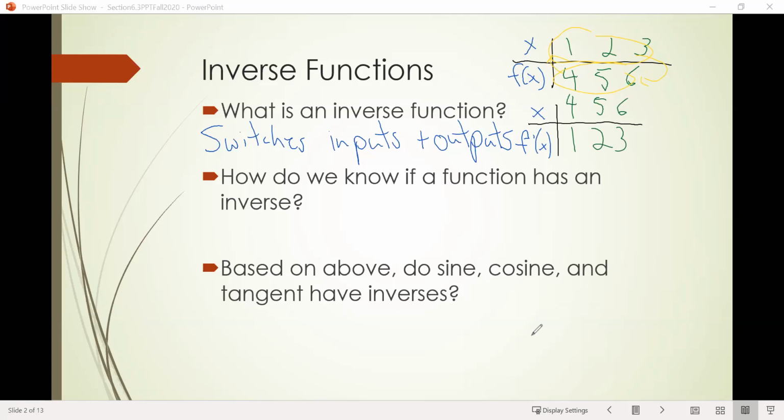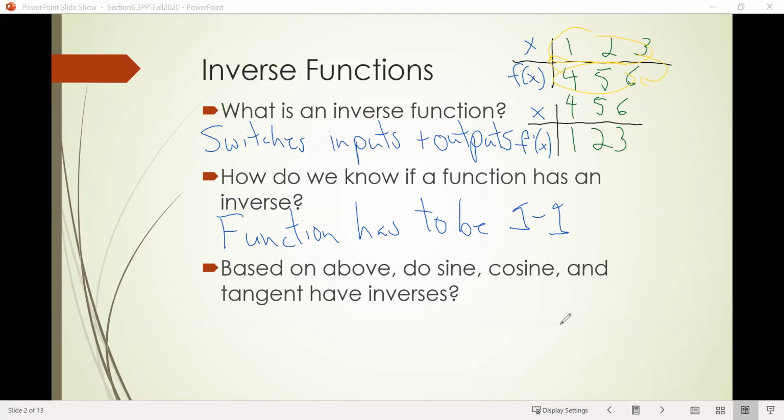And if you recall also from whichever course you took before this one, we know a function has an inverse if it is one-to-one. If a function is not one-to-one, then it does not have an inverse. And the reason for that is because if the function is not one-to-one, then when we switch the inputs and the outputs, we get something that's not a function.